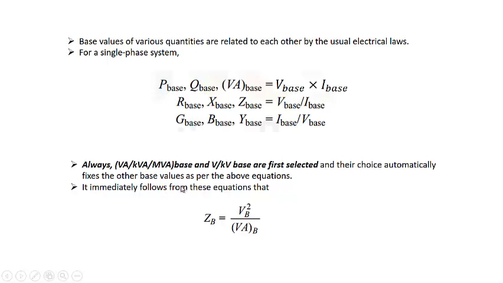Similarly, then we can calculate the Z base. Z base will be equal to V base by I base, and I base will be equal to VA base divided by V base. So overall, Z base will be equal to V base square divided by VA base. So in that way we can calculate all these quantities.